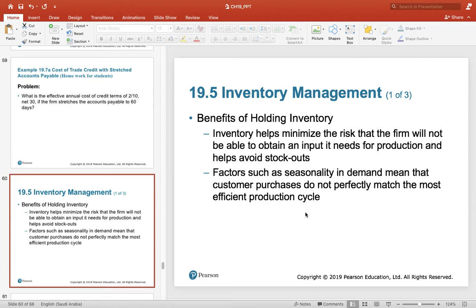Factors such as seasonality in demand mean that customer purchases do not perfectly match the most efficient production cycle. Those companies who are seasonal in nature will produce more in the on season, less in the off season. So they may not follow the efficient production cycle.